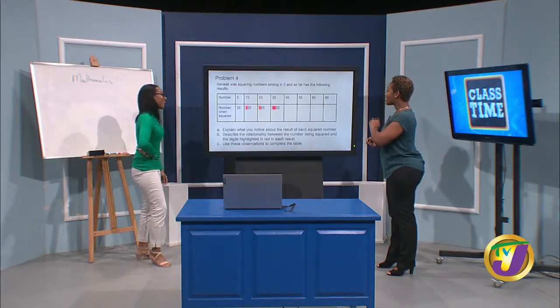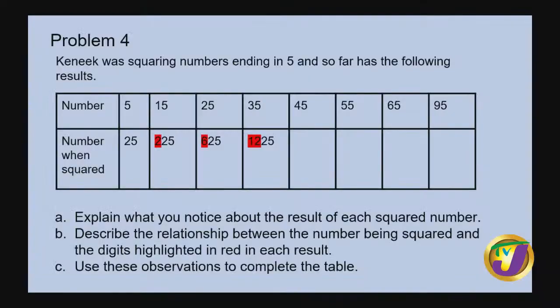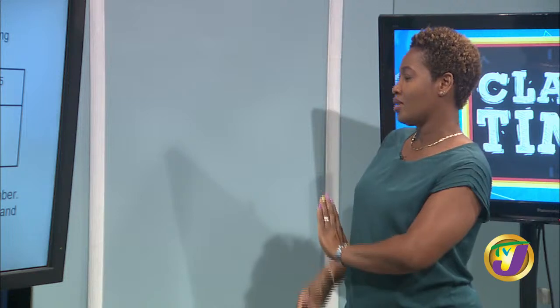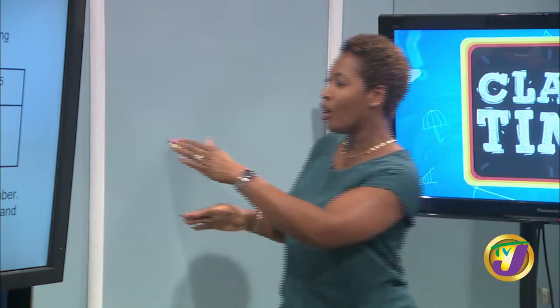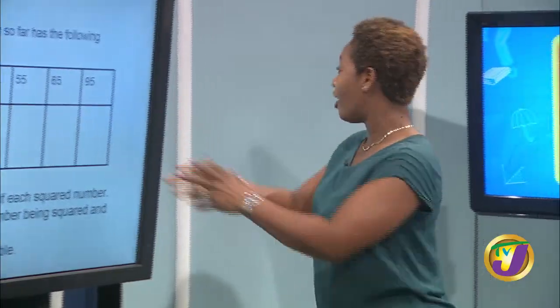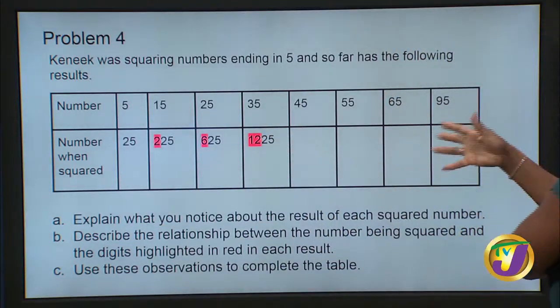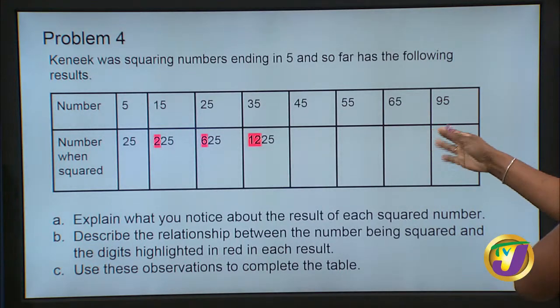Explain what you notice about the results of each squared number. It's easy, but I'll leave it to you. Try to figure it out. We're giving you time. Okay, they all have a 2 and a 5. They all end in 25.